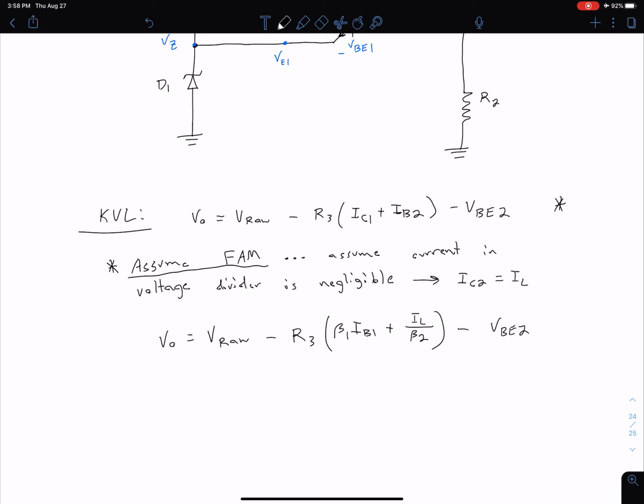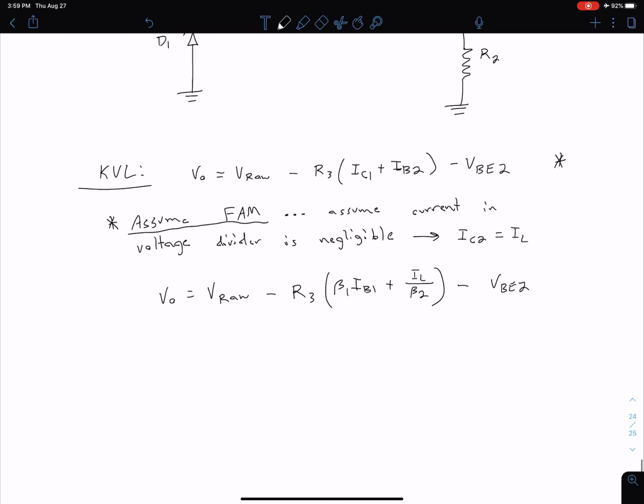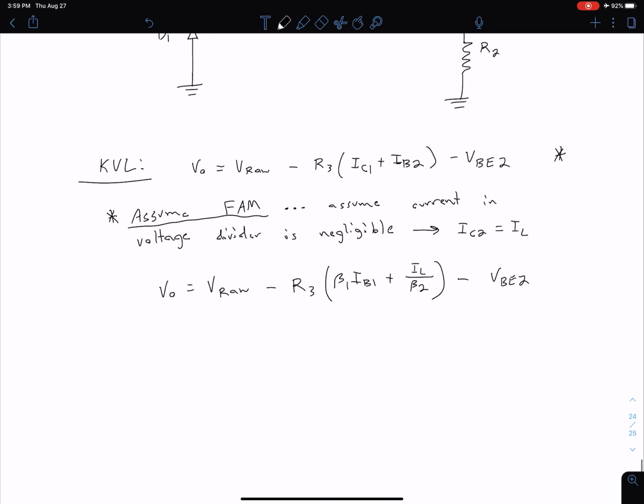Okay, so ultimately in our equation at the end, we're going to want V out, V raw, IL, and a bunch of constants. Most of these other things in here are constants, our R3, our betas, our VBE2, but the one thing that we want to address is this IB1. Somehow we want to get this IB1 in terms of these other variables and or other constants.